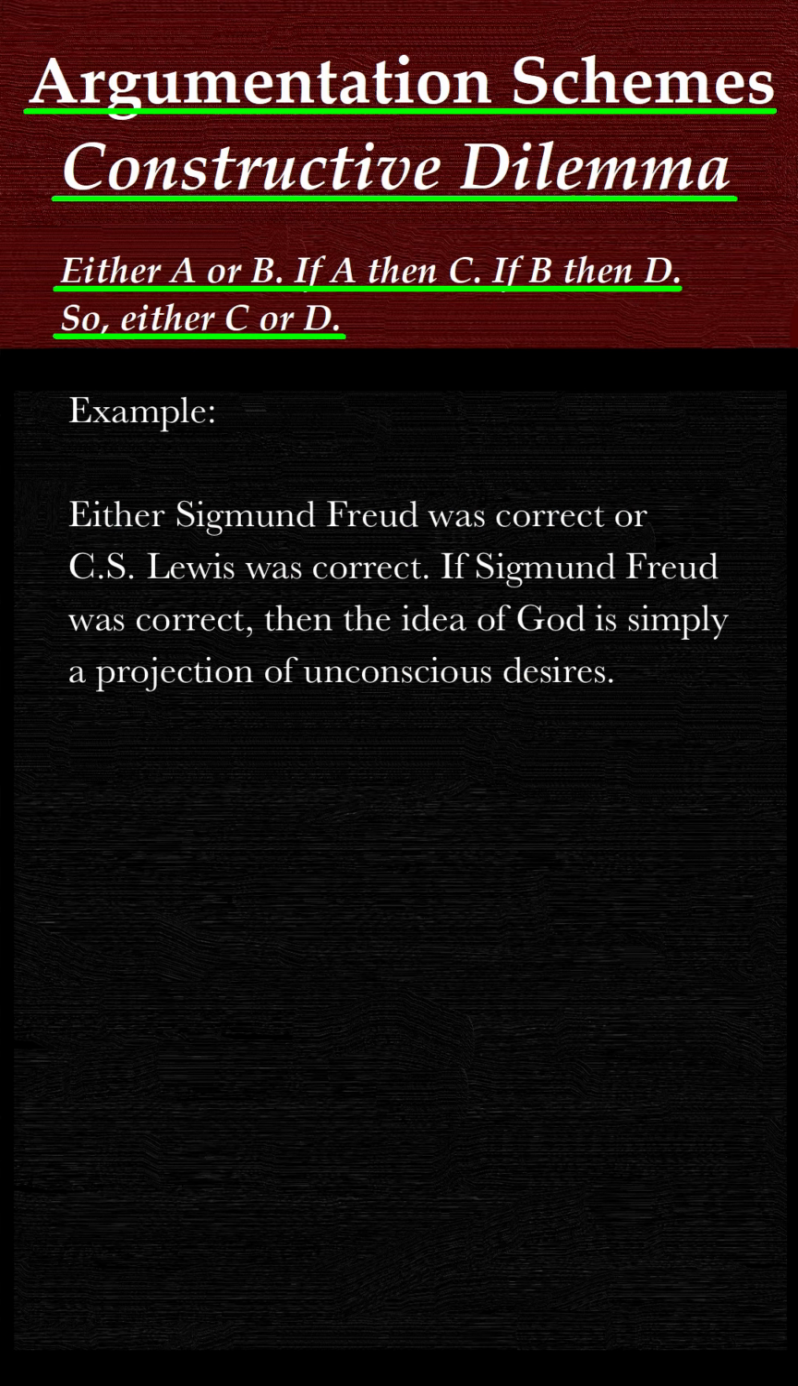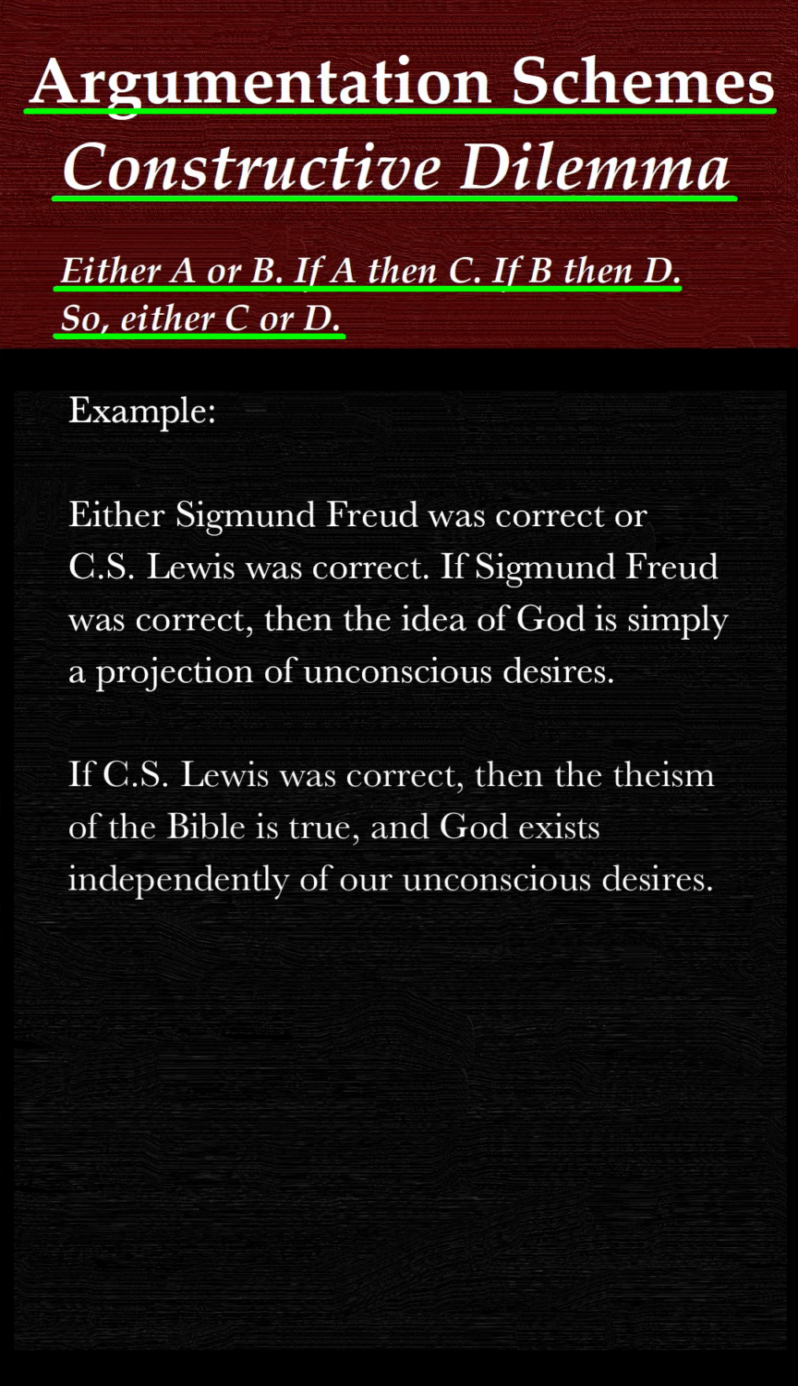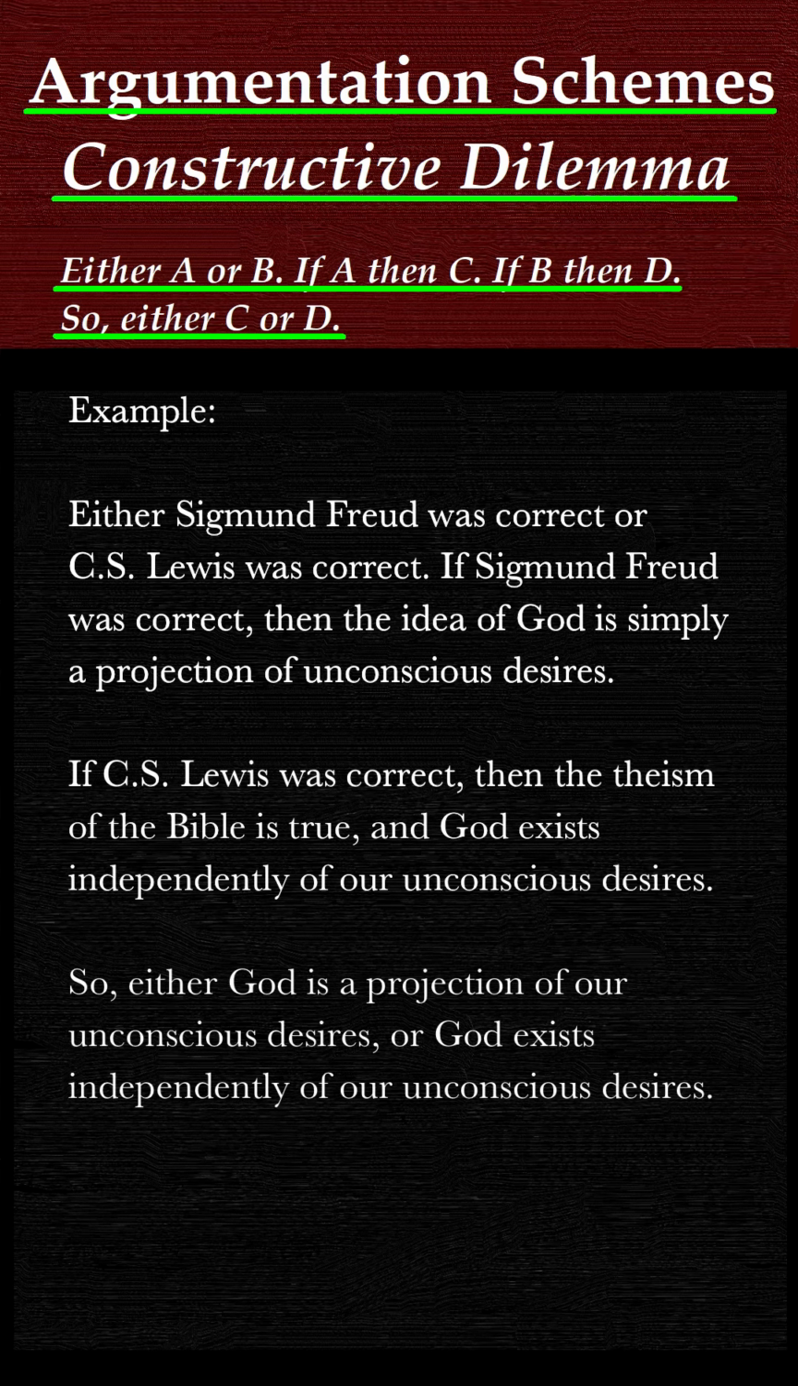Example, either Sigmund Freud was correct or C.S. Lewis was correct. If Sigmund Freud was correct, then the idea of God is simply a projection of unconscious desires. If C.S. Lewis was correct, then the theism of the Bible is true, and God exists independently of our unconscious desires. So either God is a projection of our unconscious desires or God exists independently of our unconscious desires.